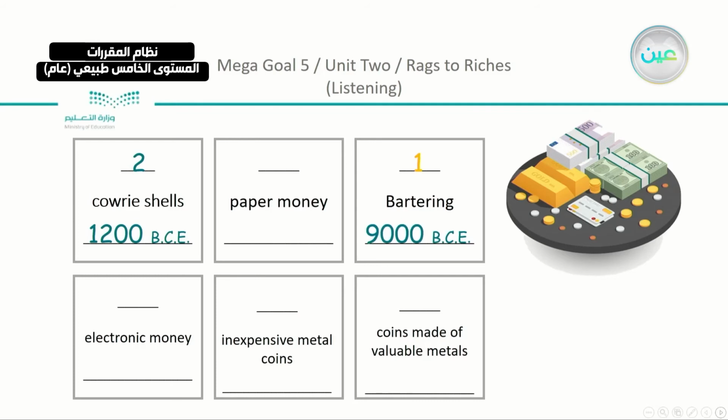Then we have the cowrie shells. And after that you have the four. What happened? We have inexpensive metal coins, and the date was 1000 BCE. And after inexpensive metal coins came the coins made of valuable metals, which happened, yes, 500. And after that, we had our paper money that we are used to, which happened 800 CE.